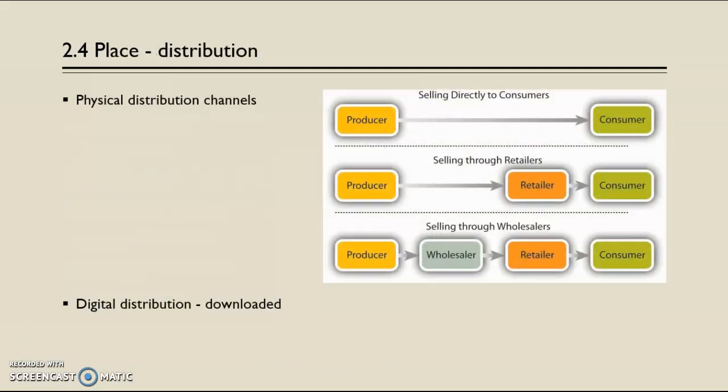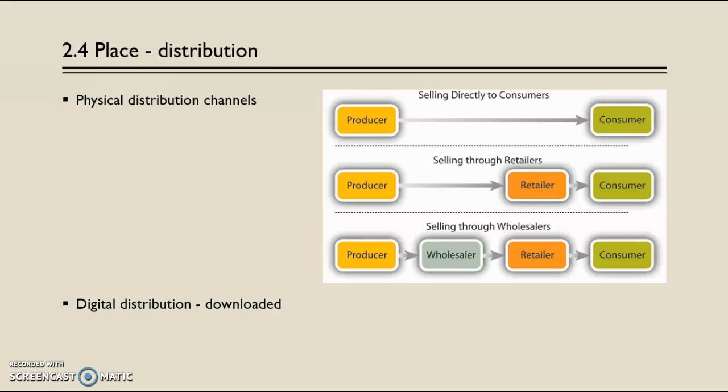Okay, place covers two areas, physical and digital distribution. Now, the physical distribution channels are there in that diagram. Three main channels. The producer can sell directly to the consumer, or they can sell to a retailer who then sells to the consumer, or you may go through a wholesaler who then sells to a retailer who then sells to a consumer. Make sure you understand those different routes, okay?